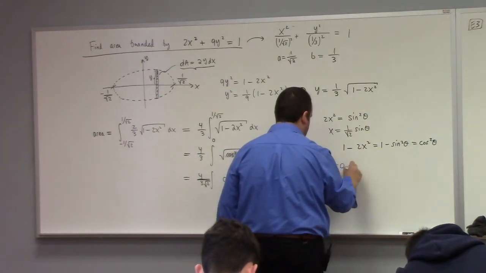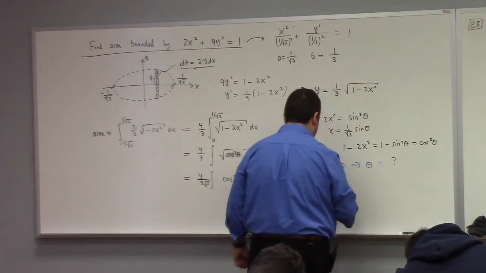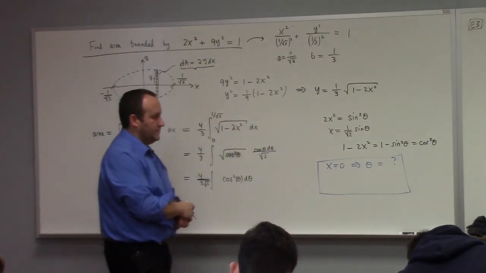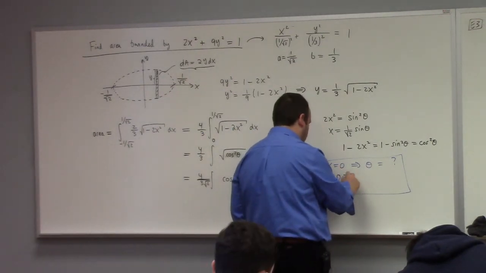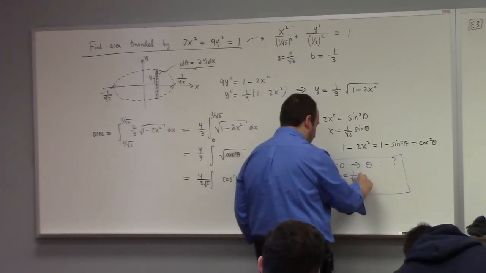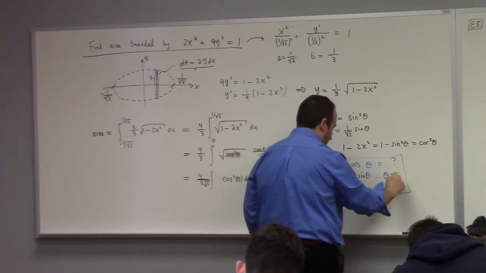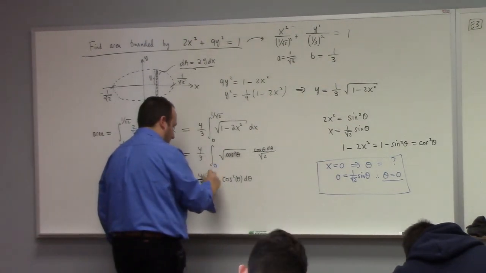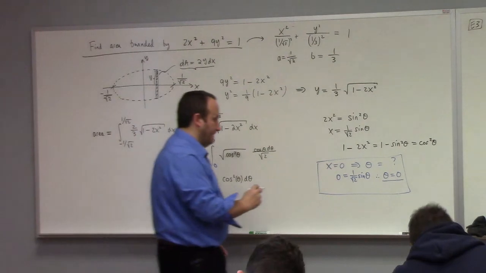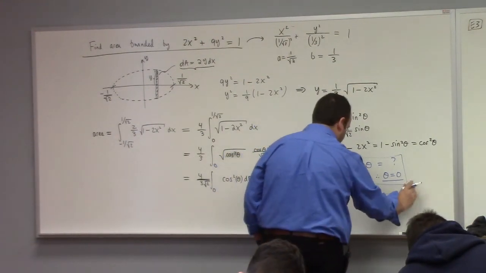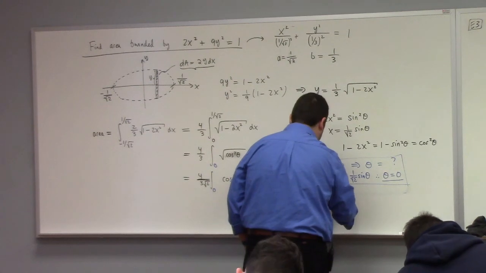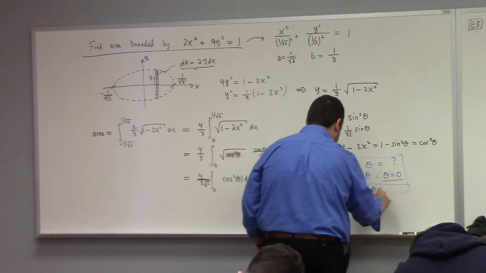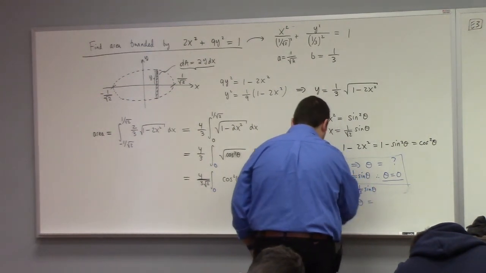So x equals 0 implies theta equals to what? So we have 0 is 1 over root 2 sine theta. So therefore theta, I think 0 will work, right? So actually 0 stays 0. How about the upper bound, though? We have x equal to 1 over root 2, which is equal to 1 over root 2 sine theta. So what's that say theta equals for the upper bound?